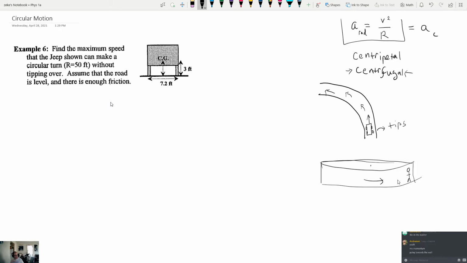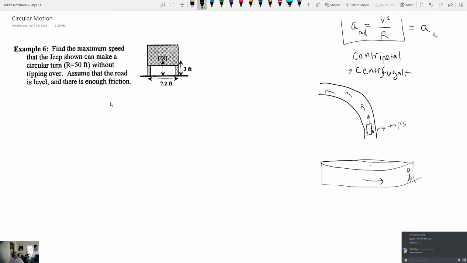Andrew says the momentum going towards the wall. What force is it? If you were to name a force that we've learned about, what force would it be? Velocity isn't a force, though, right? It's a normal force, that's right.